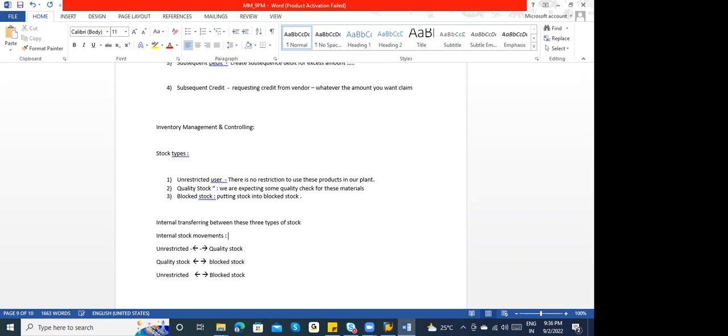So now we are discussing the inventory management part. Okay, so inventory management means what? Inventory is nothing but like a stock. So how we are handling stock internally, that we are discussing here.